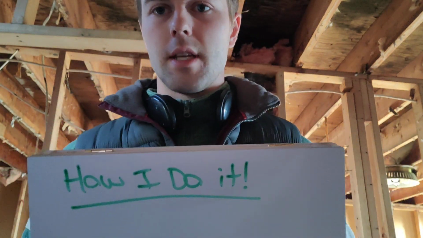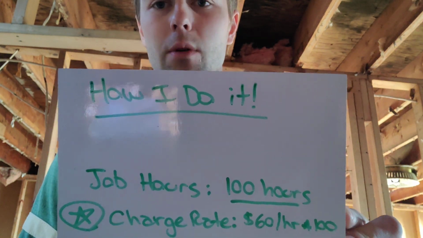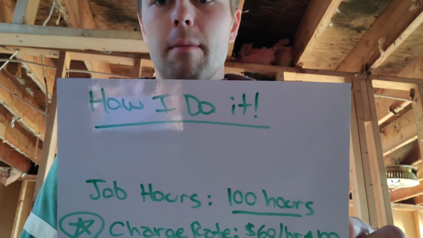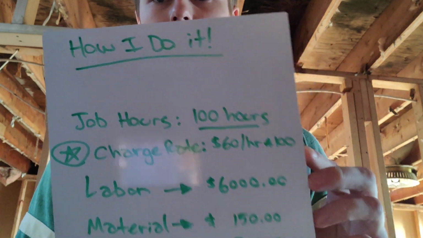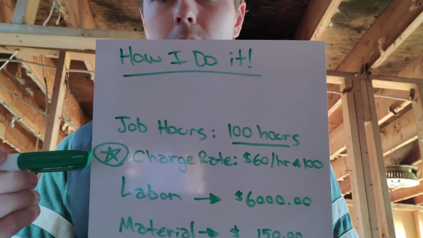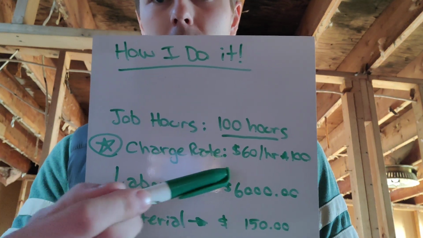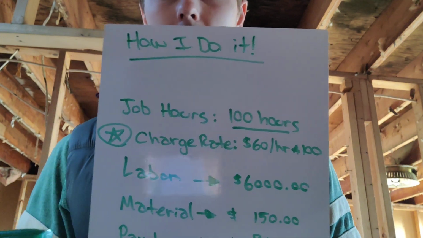At first, this is how I do it. So let's just say you have 100 hours of labor that you budget for your job. The charge rate right here, this is what we're going to use for this example. Let's just say you're charging $60 per labor hour. I just wrote there 60 times 100.